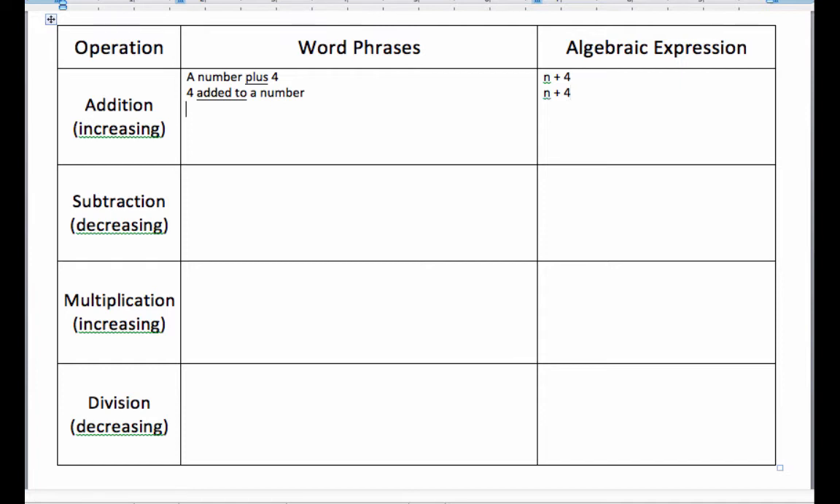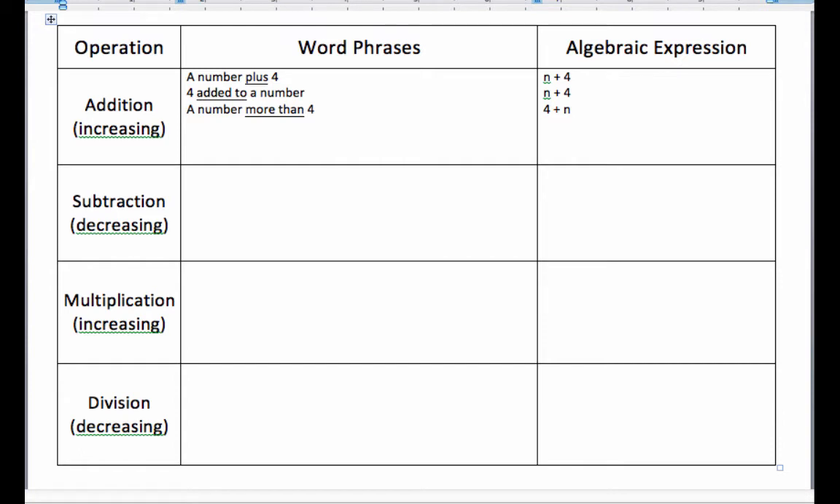Next word phrase for addition, a number more than 4. And this time we're going to write more than. And 4 will come first, and then our variable is a number more than, so we're adding a certain number onto that 4 that we already have. The reason that more than is an addition expression rather than a subtraction expression that a lot of kids think it is because you're adding on, you're adding more to what somebody else has.